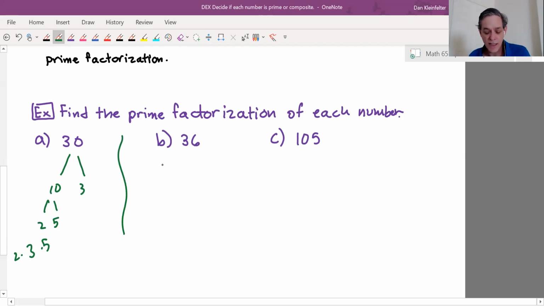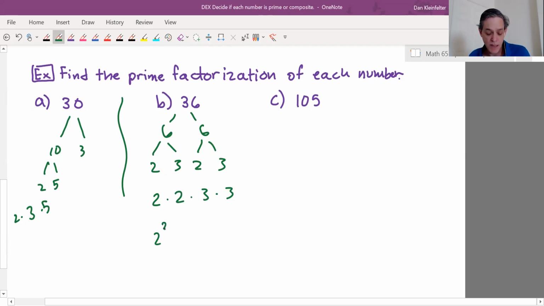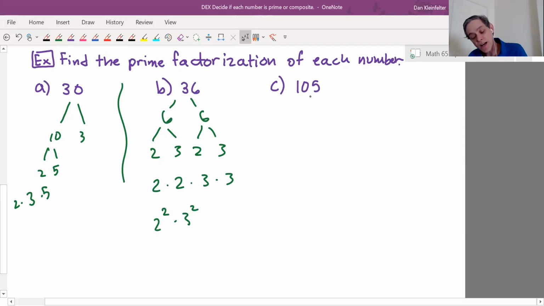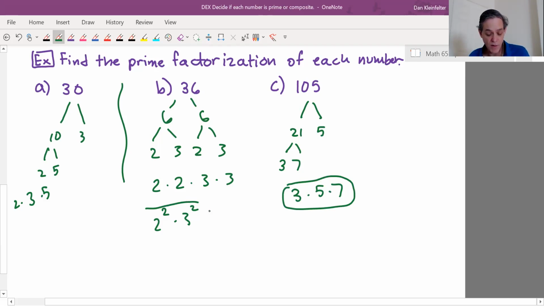Let's try that again. 36. 36 is 6 times 6, and each of those 6's is 2 times 3. So here we have 2 times 2 times 3 times 3, or if you write that using exponents, that's 2 squared times 3 squared. Now 105. 105 is divisible by 5, so that is 21 times 5. 5 is prime, but 21 isn't. 21 is 3 times 7. So we'll have 3 times 5 times 7 for our prime factorization.